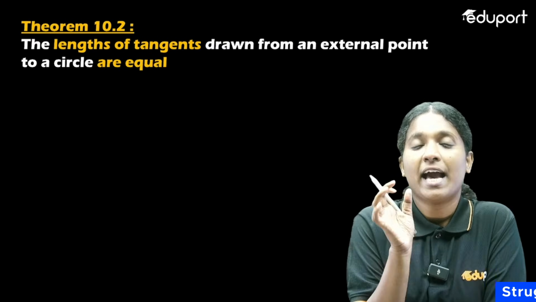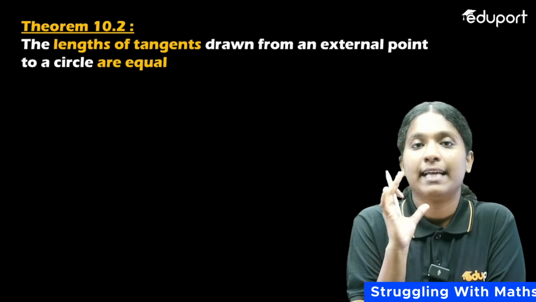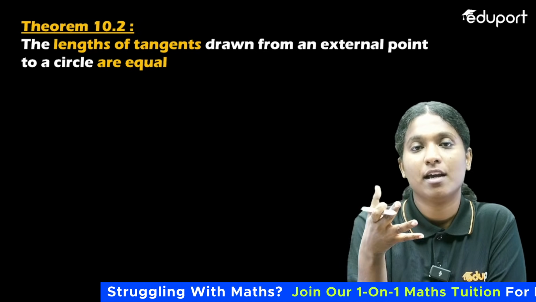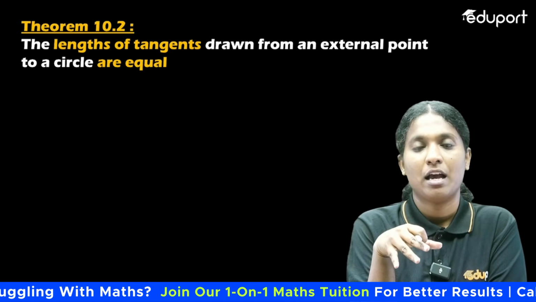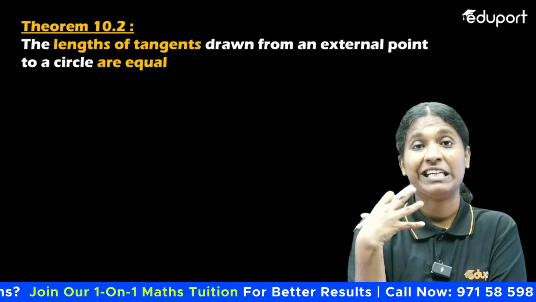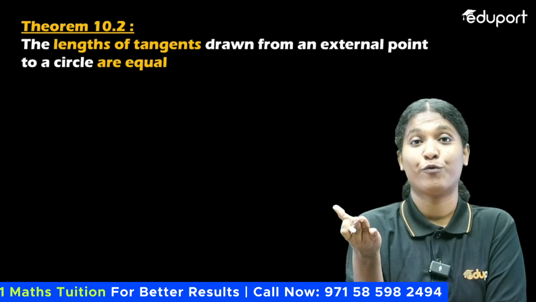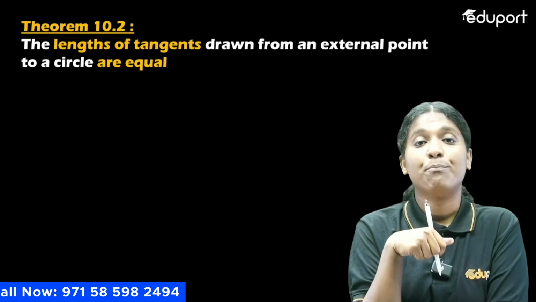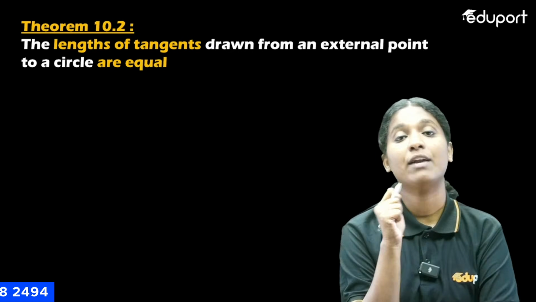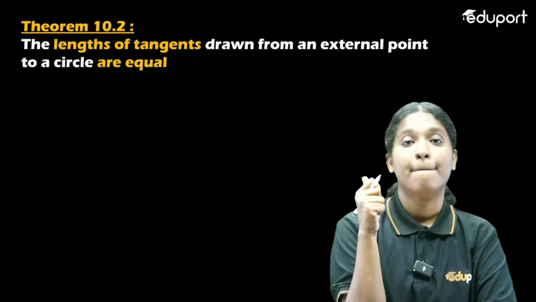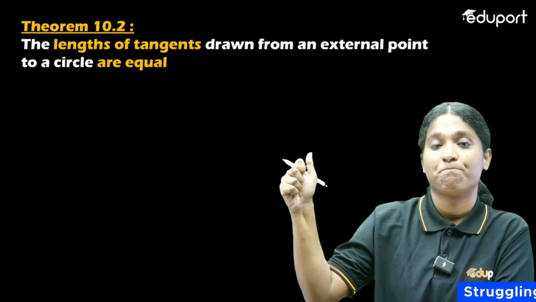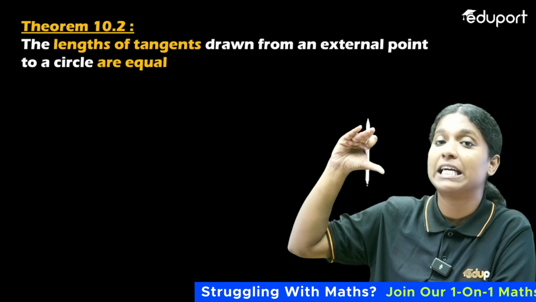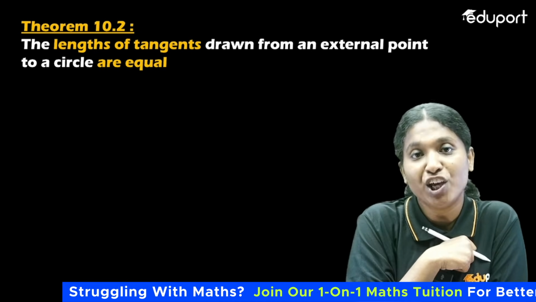Next, we have learned another theorem, theorem 10.2, which is also important. You have had a lot of questions based on this theorem, like proving questions and finding the length questions. Many types of questions that you have dealt with. Now, this theorem is very important. What was that theorem? The tangents drawn from an external point to the circle are equal.